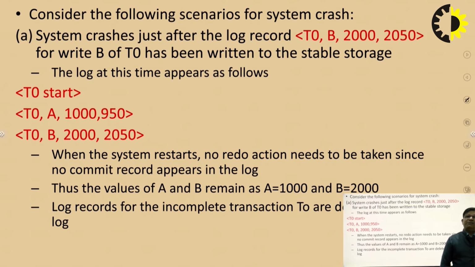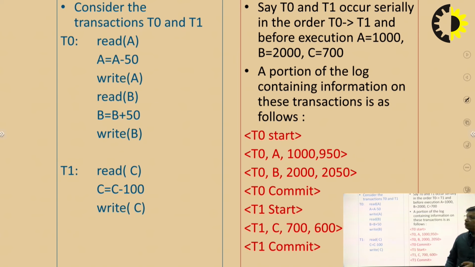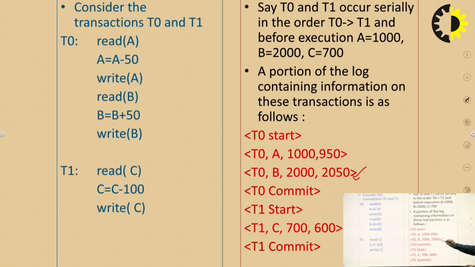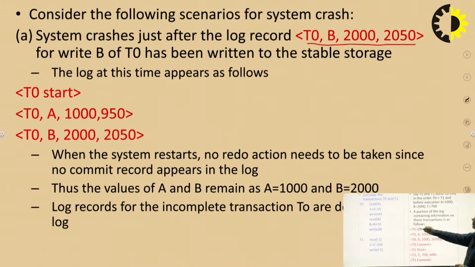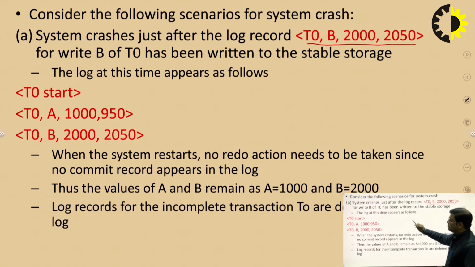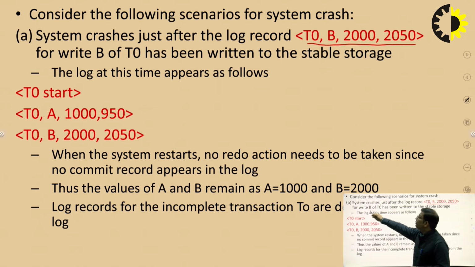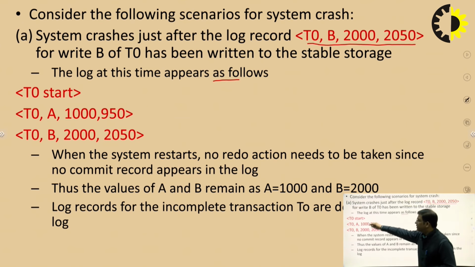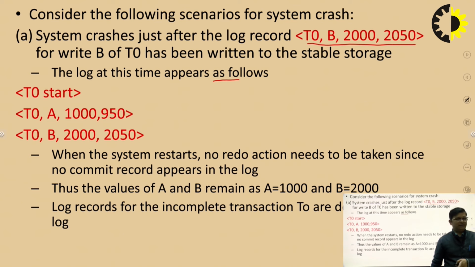So consider the following scenario for system crashes. There are different cases for committing this transaction. What are the stages? Number one, the system crashes just after the log record T0, B, 2000, 2050. It means here the system crashes. For write B to be written in the stable storage, the log appears as follows, and now the system fails.